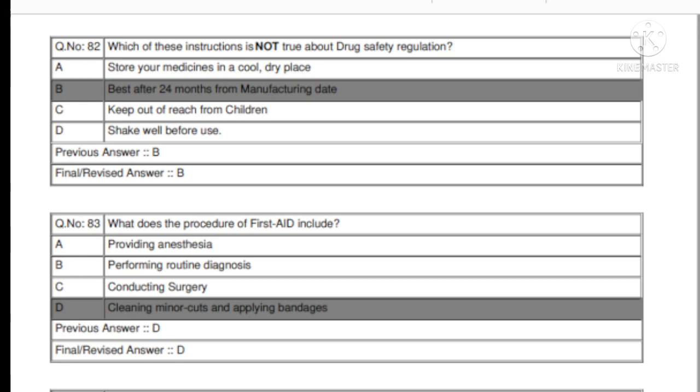Store your medicines in a cool, dry place. This is written on every strip or bottle. Keep out of reach from children. This is also written. Shake well before use. This is also written. Moving to the next question.